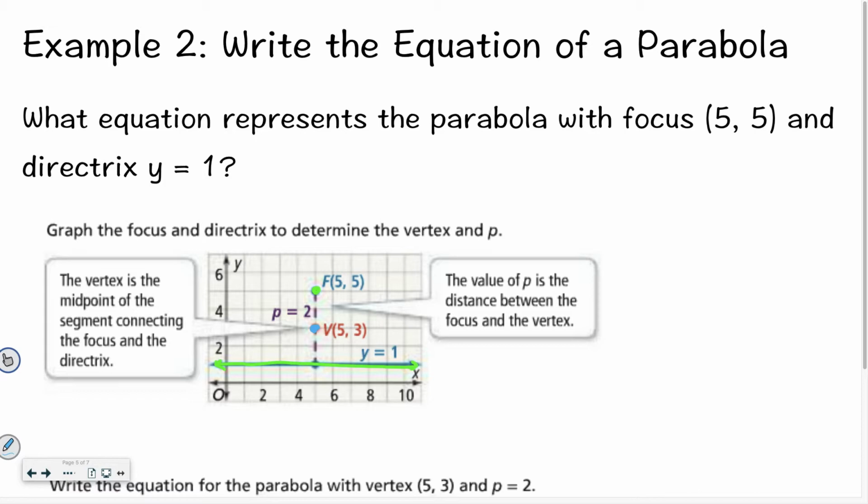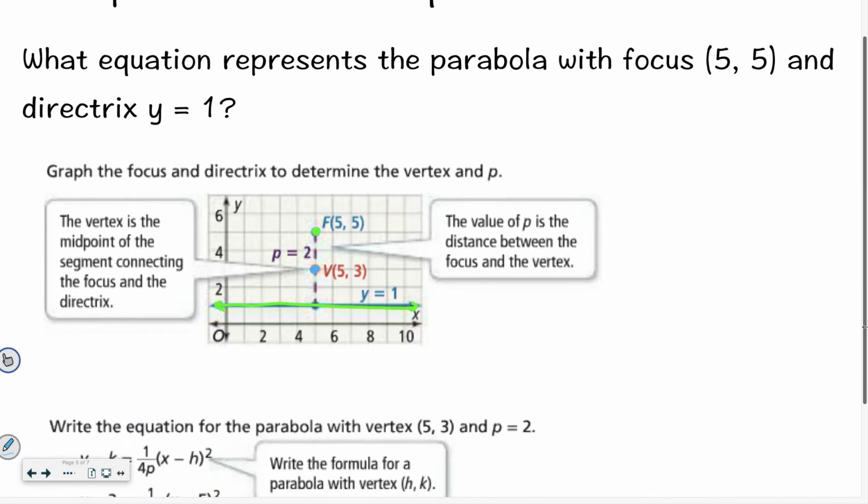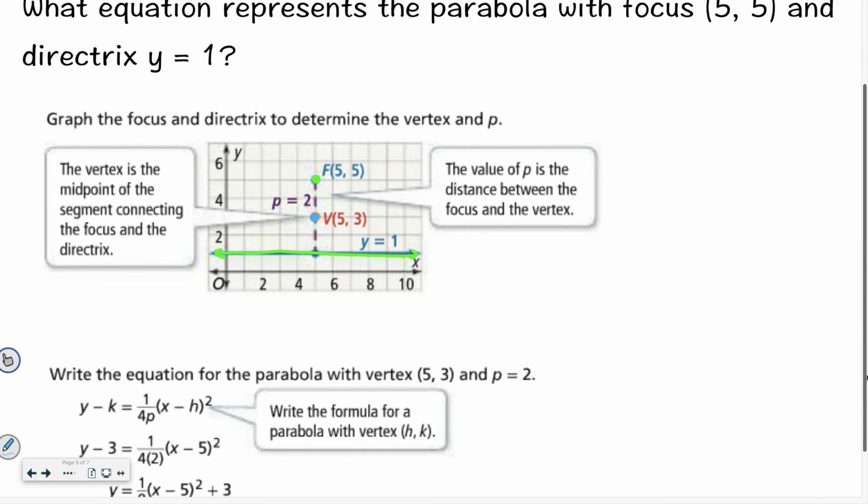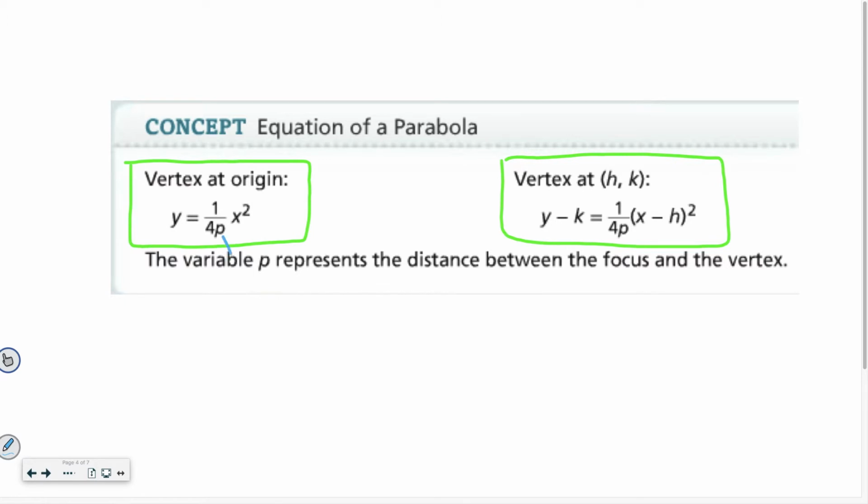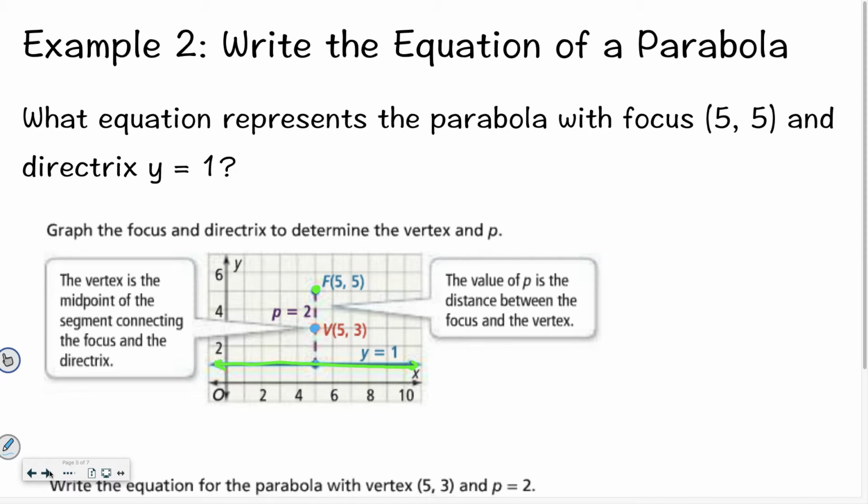Now we have the vertex, and we can figure out how far the directrix and the focus are from the vertex. In this case, they're 2 units away. So I know it's perfectly in the middle. But I'm going to state that distance by saying p equals 2. That's important because there's a p in the formulas for you to use. That p represents the distance between the directrix and the vertex, or the distance between the focus and the vertex. Both of them should be the same number though.